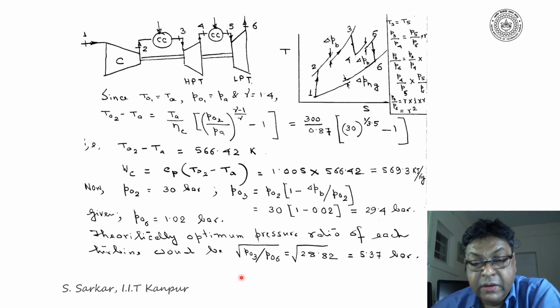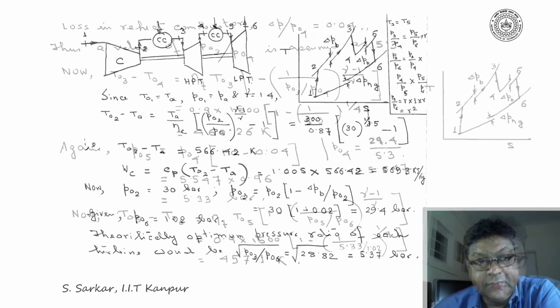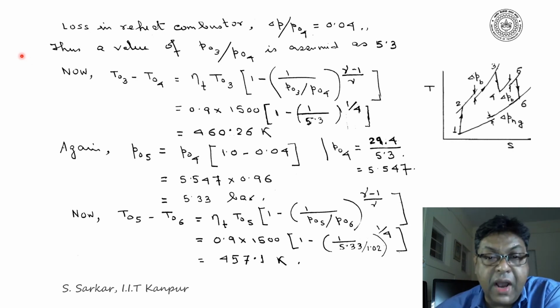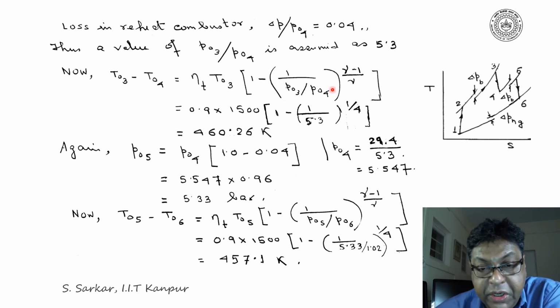Therefore, I have written that for optimum condition, pressure ratio for each turbine can be given by root over P03 by P06. After getting the pressure ratio on each turbine, I can evaluate the temperature drop. Thus, let us assume P03 by P04 is equal to 5.3. Hence, temperature drop in high pressure turbine, T03 minus T04, is equal to eta T into T03 within bracket 1 minus within bracket 1 divided by P03 by P04, that is pressure ratio in HPT, to the power gamma minus 1 by gamma.